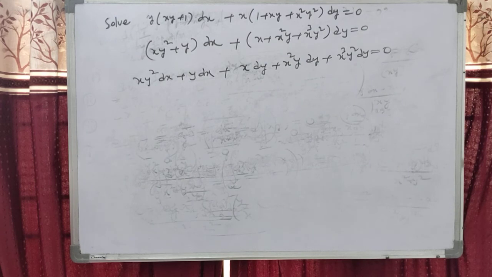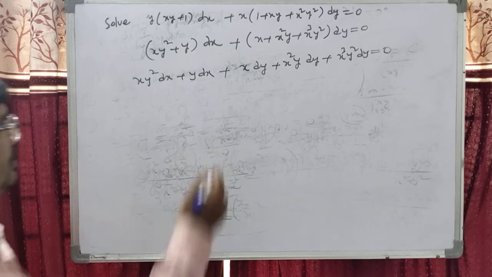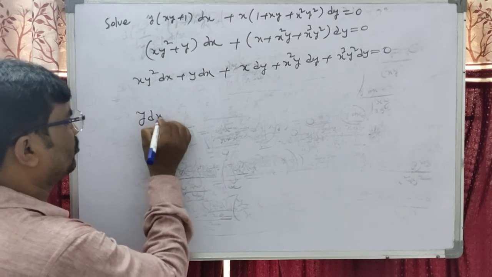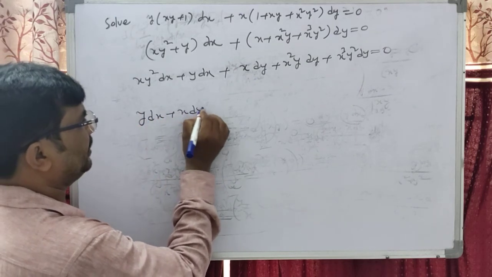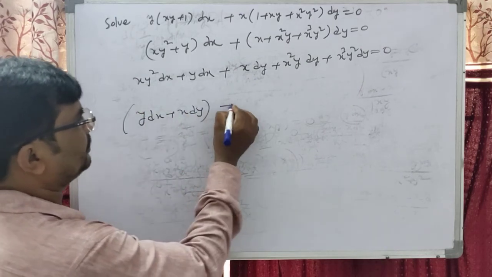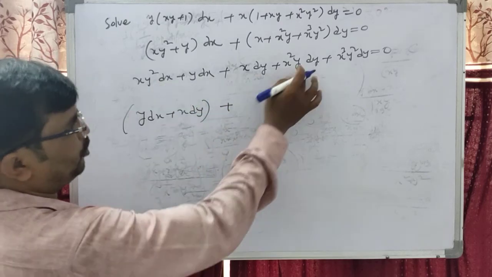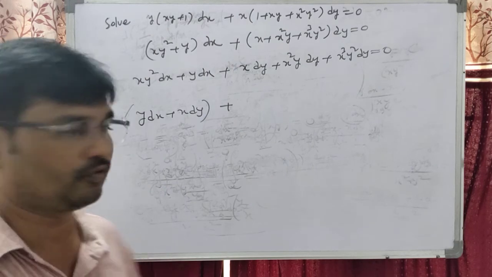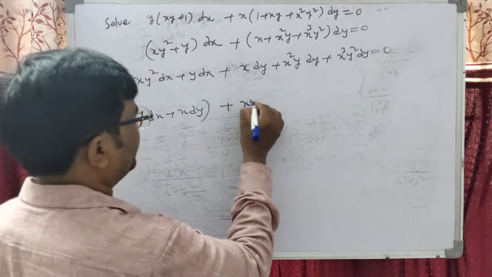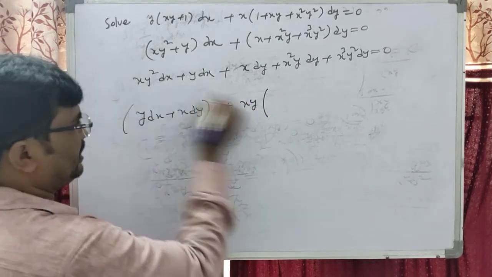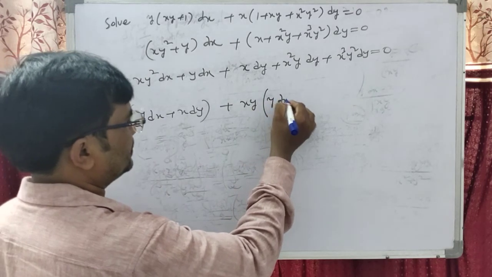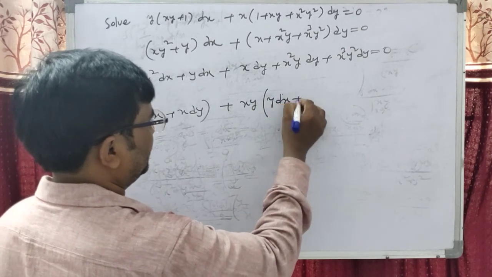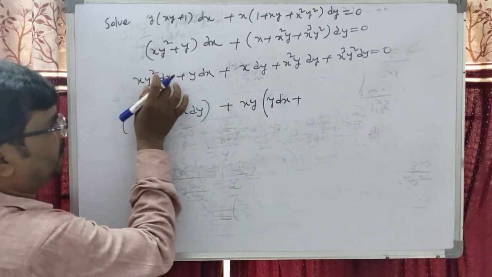My dear students, the middle terms, this is the y dx, this is the x dy. Just write y dx, x dy, and put these in a bracket. Now the first and fourth terms: just observe, students, what is common is xy. Therefore, when we take xy, there is y dx.